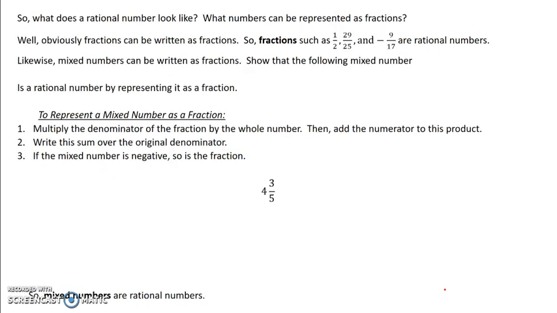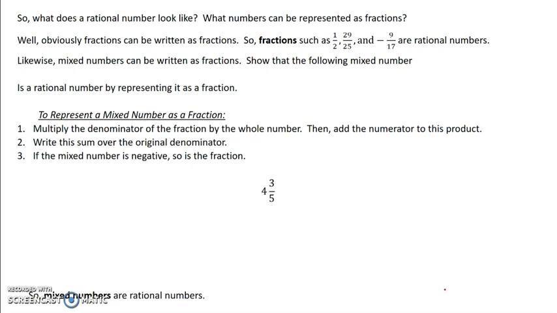So let's talk about what a rational number looks like. What numbers can be represented as fractions? Well, obviously, fractions can be written as fractions. So all fractions are rational numbers, whether they're negative or positive. So 1/2, 29/25, negative 9/17, all of those are rational numbers. Likewise, mixed numbers can be written as fractions. So all mixed numbers are rational numbers.